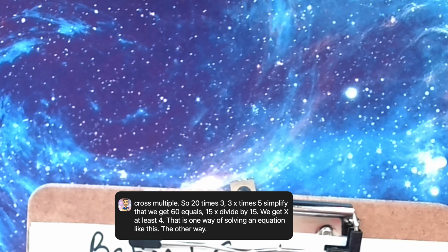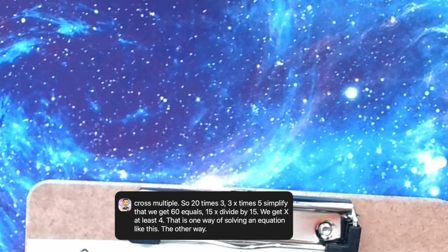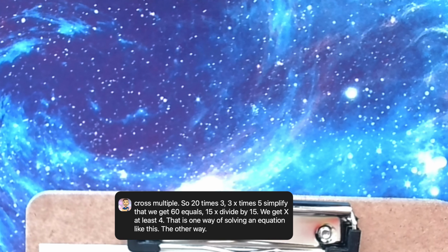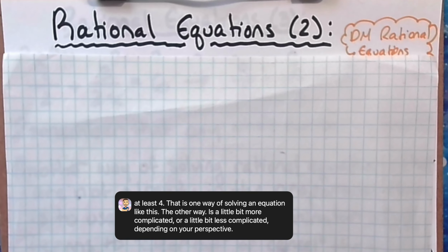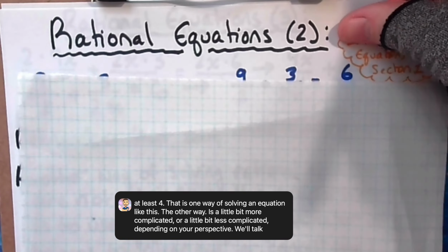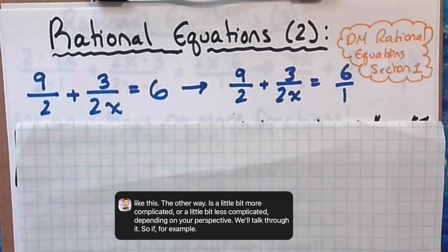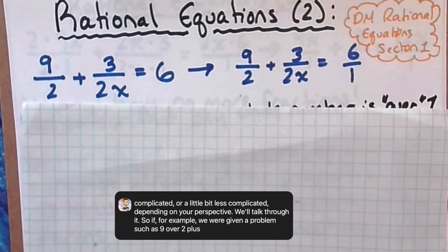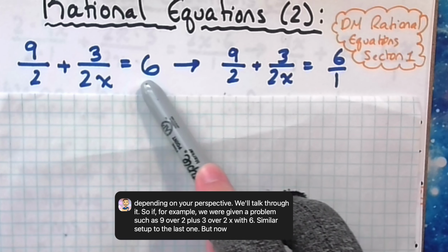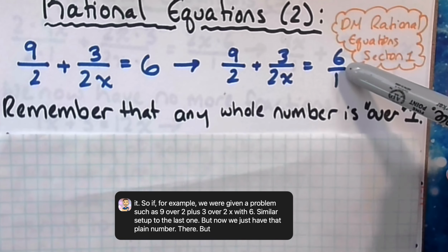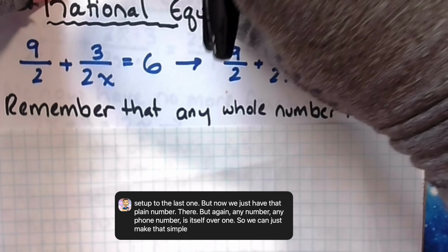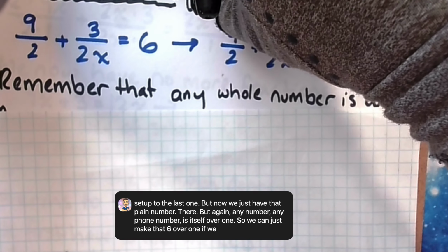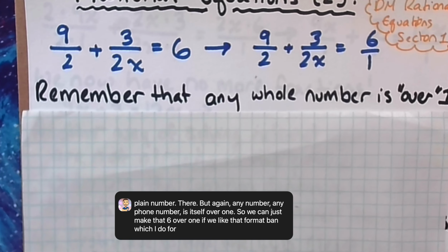The other way is a little bit more complicated or a little bit less complicated depending on your perspective. We'll talk through it. So if, for example, we were given a problem such as 9 over 2 plus 3 over 2x equals 6. Similar setup to the last one, but now we just have that plain number there, but again, any whole number is itself over 1, so we can just make that 6 over 1. If we like that format better, which I do for what we're about to do.